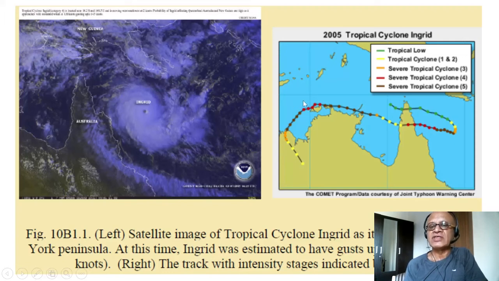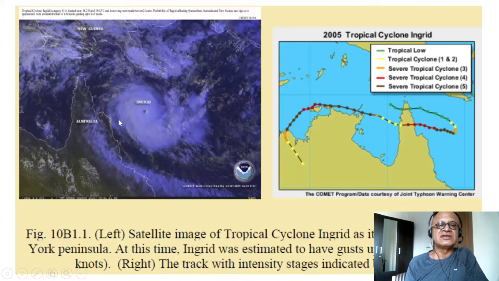And we will see later on that this region between New Guinea, Indonesia and Australia is very warm, very conducive to cyclones. Cyclones are basically picking up energy from the ocean and dissipating it in the atmosphere. We will see how that works and what other conditions are necessary for generating cyclones.